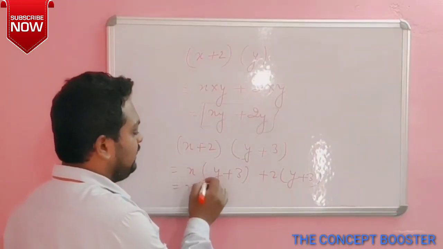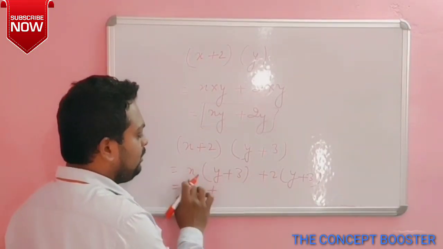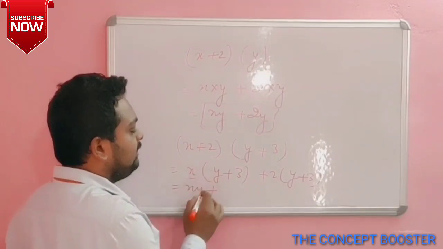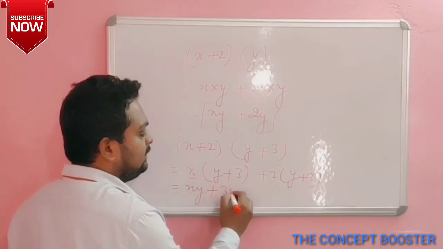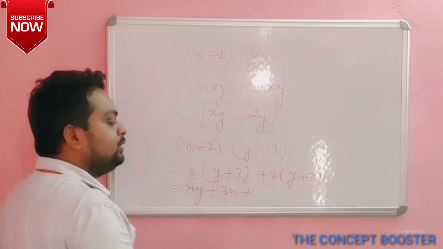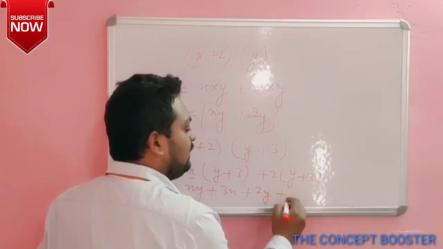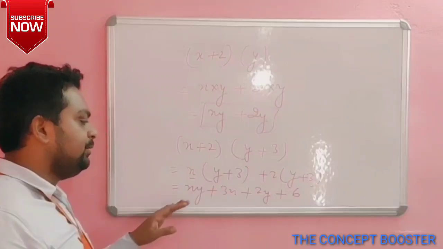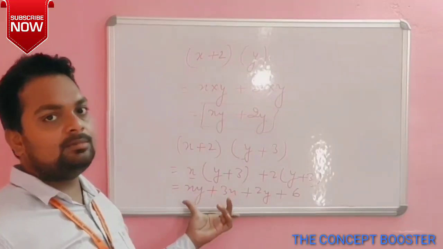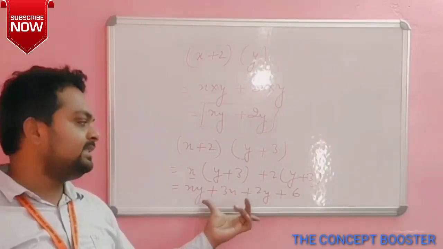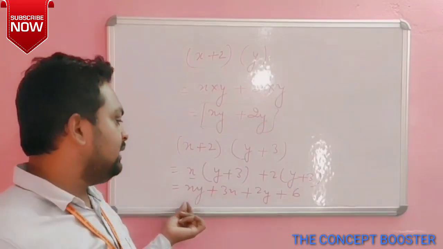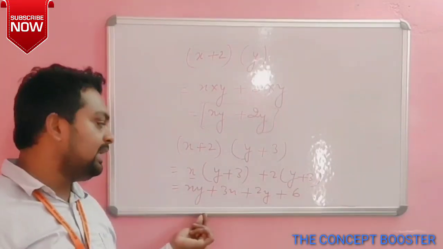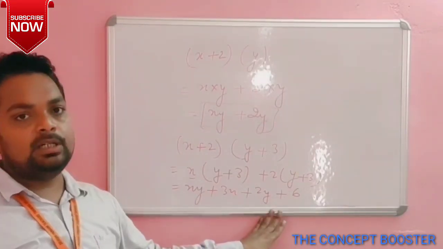There is nothing complicated in this concept. x into 3 is 3x. Now 2 into y is 2y, and 2 into 3 is 6. Okay, if you have some similar terms, meaning like terms, then add or subtract them, otherwise this will remain your answer. So here we do not have any like terms, so this will be your answer.